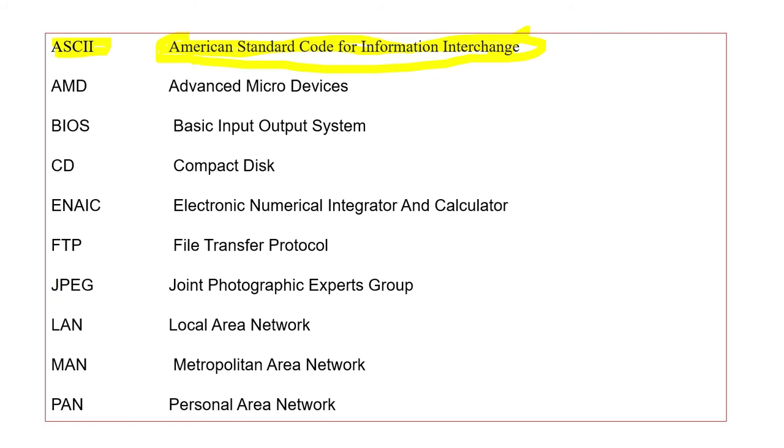And for small a we have 97, and it gets increased by one. If A has 65, B has 66, then 67, 68, and so on, and small a has 97, then small b has 98, 99, and so on.